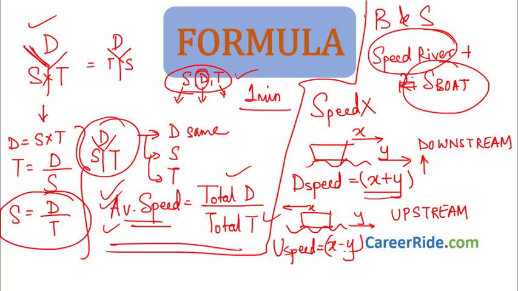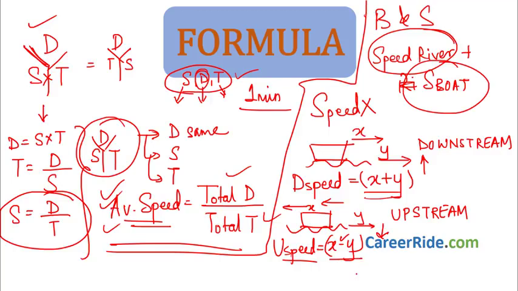Now why minus? We know when we are swimming in a river and we swim in the opposite direction of the river, we will go very, very slow. Since we are going slow, we subtract, right? The speed is actually decreasing. That is the reason for upstream speed to be x minus y.